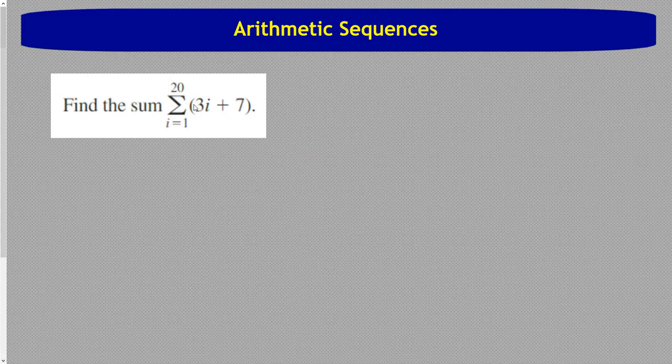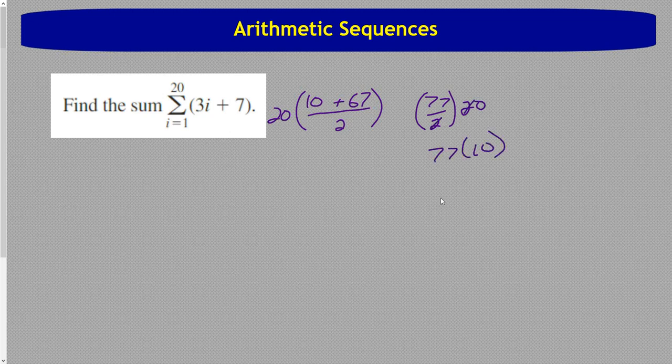Find the sum of the series 3i plus 7 from 1 to 20. Well, I don't care about all those terms in the middle. I want the first term. So if I plug in a 1, 3 plus 7, the first term is a 10. The last term, 20 times 3 is 60, plus 7, 67. I'm going to take that average and multiply it by the number of terms that there are. Right, so 10 plus 67, that is 77 over 2 times 20, or cancel out the 2's there. That's 77 times 10, which is 770.